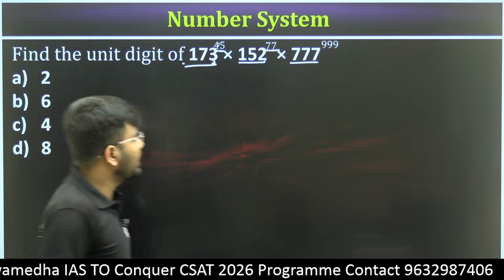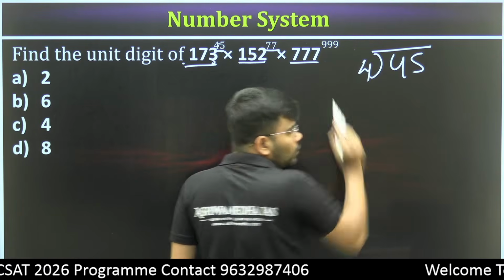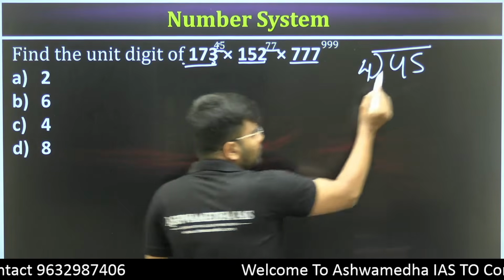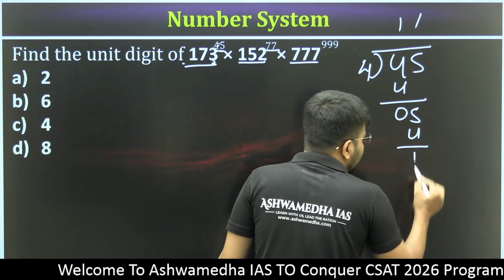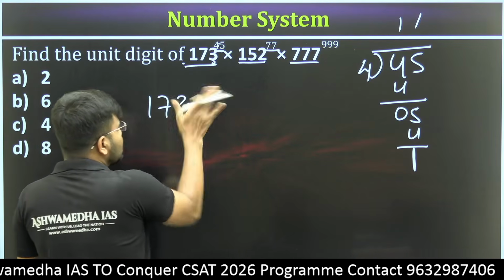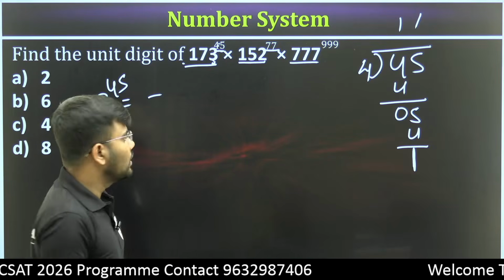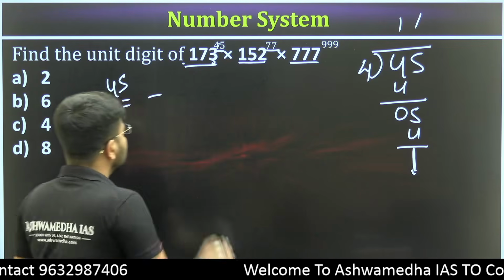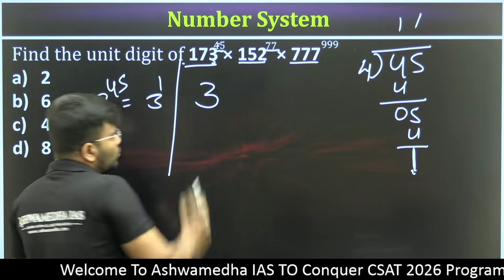Take the power and divide the power by 4. Why 4? The unit digit of 3 repeats its cycle of 4. 4 ones are 4, 0, 5 brought down, 4 ones are 4. What is the remainder? 1 is the remainder. That means the unit digit of 3 to the power of 45 would be the same as 3 power 1. So here the unit digit would be 3.